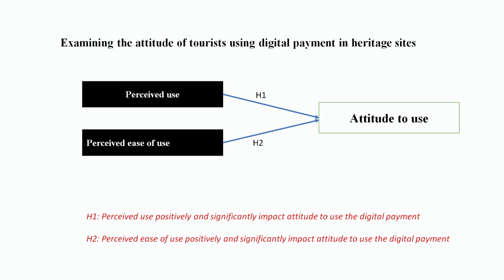So, these kinds of statements you can find very commonly in tourism and hospitality research. So, H1 indicates hypothesis 1, H2 indicates hypothesis 2. So, the independent variables are perceived usefulness and perceived ease of use. The dependent variable here is attitude to use. So, the independent variables predict the dependent variable.